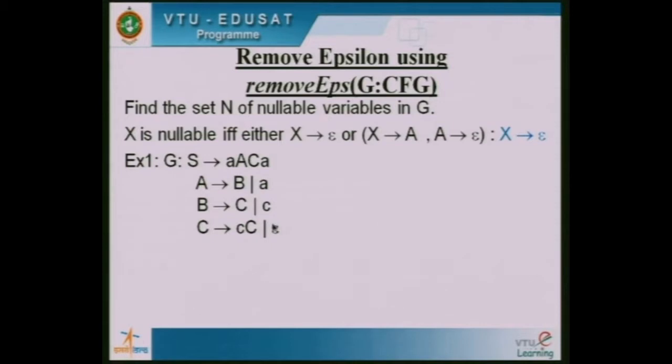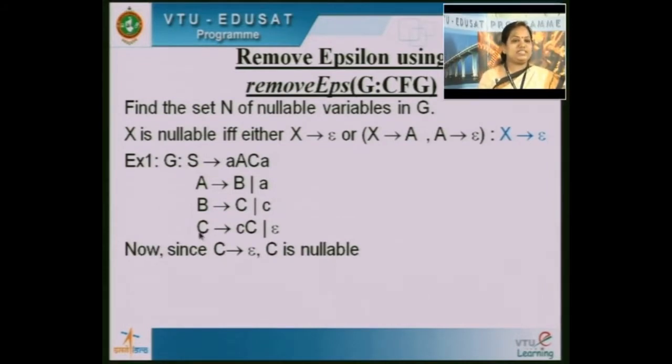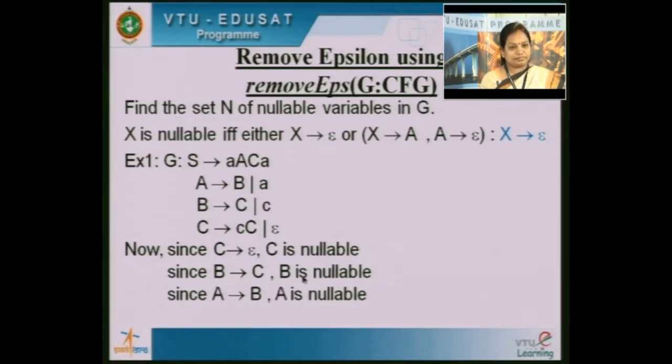So what to do? First find out all the nullable variables. Which are the nullable variables? First, by default C tends to epsilon is nullable. Then if you see, you have B tends to C and C tends to epsilon. It means B is nullable. Next, A tends to B, B tends to C, C tends to epsilon. So it means A is nullable, whereas S is not. So the nullable variables are A, B and C.